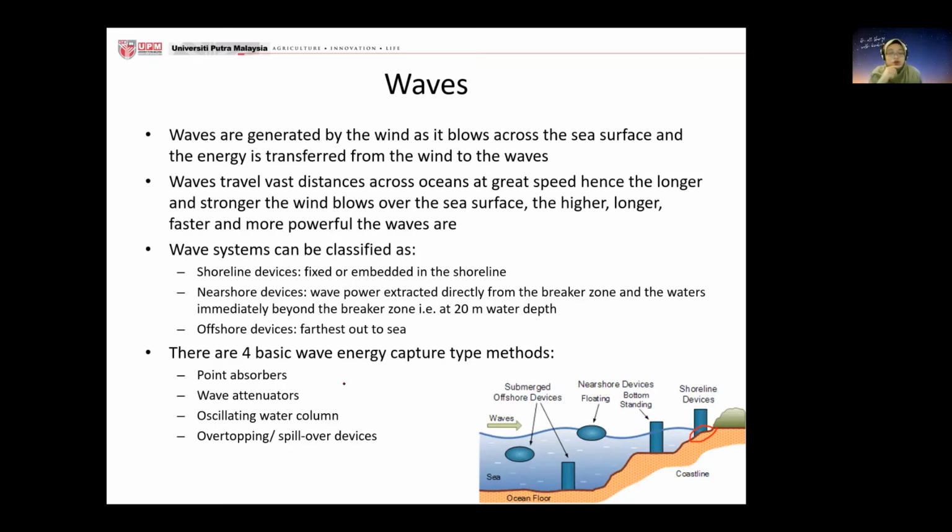So there are four basic wave energy capture methods: point absorbers, wave attenuators, oscillating water columns, and overtopping spillover devices, right? Don't worry too much about this. As long as you understand how the energy from the waves is captured, then you'll be fine.